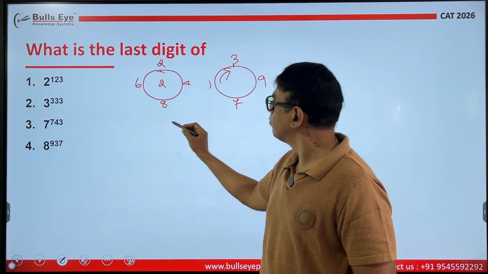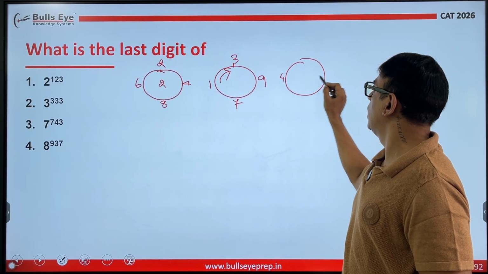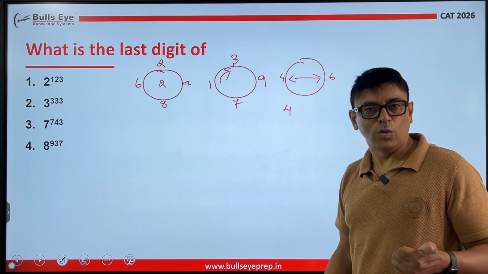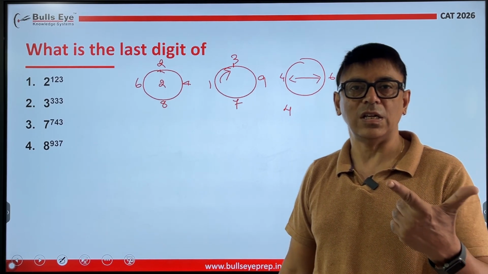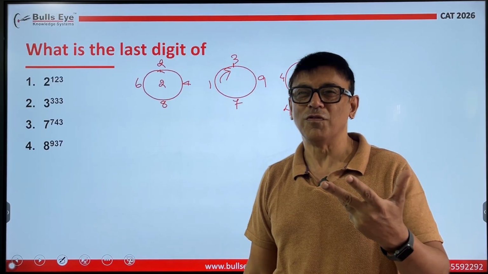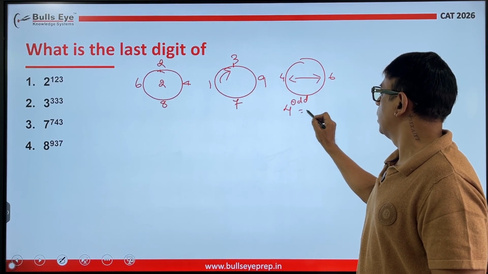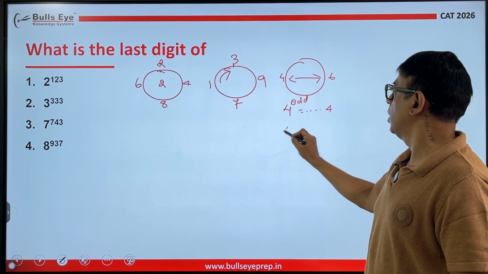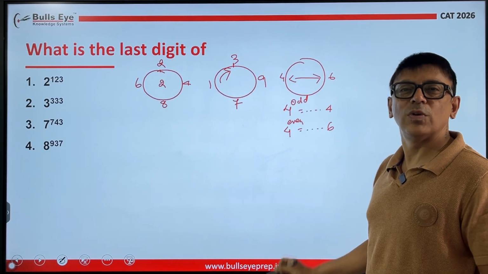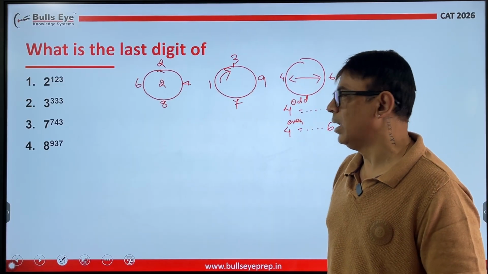Right? Then 4. 4 has got only 2 stops, 4 and 6. 4 raised to 1 is 4, 4 raised to 2 is 16, 4 raised to 3 is 64, 4 raised to 4 is 256. So 4 raised to any odd number always ends with 4, and 4 raised to any even number always ends with 6. There is no other number. These are only 2 stops in the power cycle of 4.